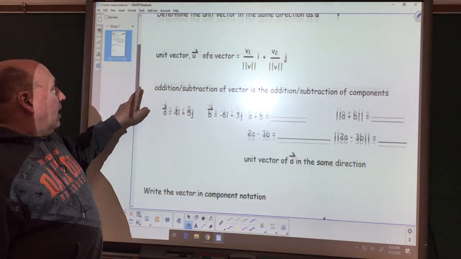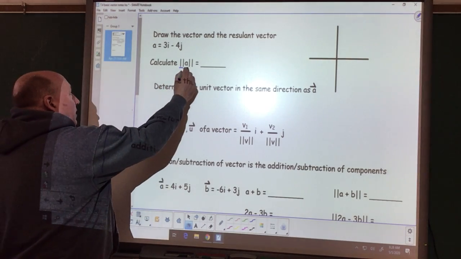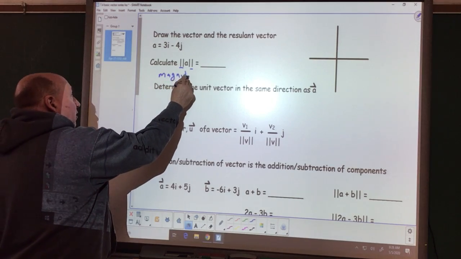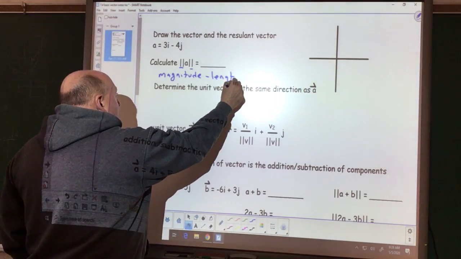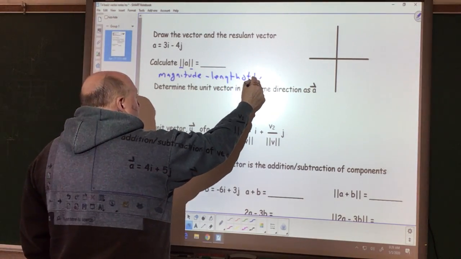Okay, and we're going to deal with the magnitude. Once again, to signify this is the magnitude, which is the length of the resultant vector.